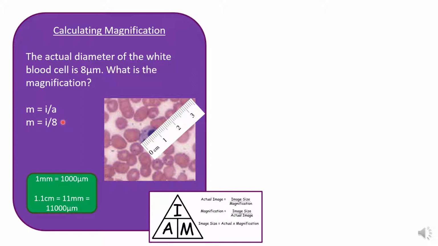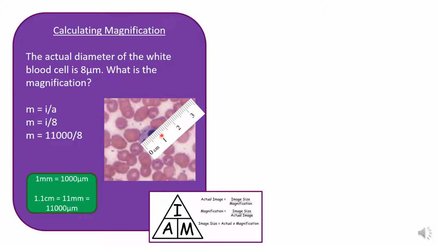Now we've filled in what we already know. So we know that magnification is the image size, we'll take care of that later, over the actual size. You've been given the actual size here, so that just goes straight in there. Now the image size here is 11,000 micrometers. Now we know that because we've used our ruler and we've measured from here to here.